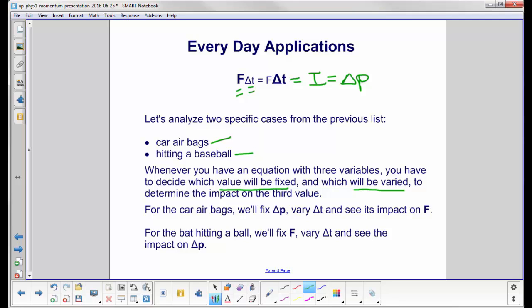For example, for the car airbags, we'll fix delta p, we'll take different scenarios of the time interval and see what the impact on the force is, and in this case it'll be the force on the people inside the vehicle. For a bat hitting a ball, we will fix the force with which the player hits the ball, we'll vary the time interval, that's how long the ball stays in contact with the bat, and we'll see what that does to the momentum of the ball.